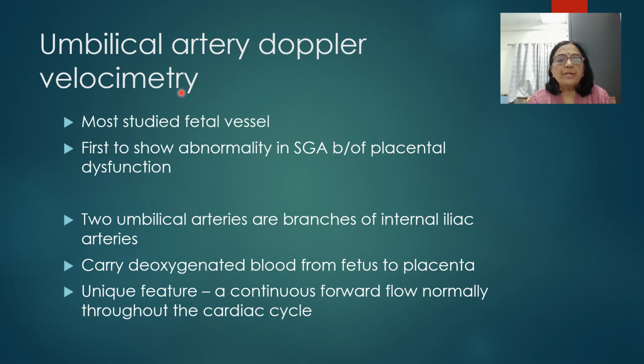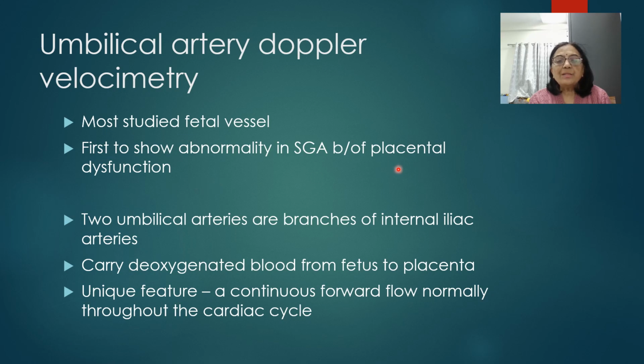umbilical artery Doppler velocimetry. It is the most studied fetal vessel. If you look at the historical aspect, it is the most studied one and has given us clarity related to fetal Doppler. It is the first vessel which shows abnormality in small for gestational age babies because of placental dysfunction. Now SGA, small for gestational age, in the majority of cases can be because of placental dysfunction, but there are other reasons also, such as fetal infection, a grossly congenitally malformed baby, or a chromosomally abnormal baby.